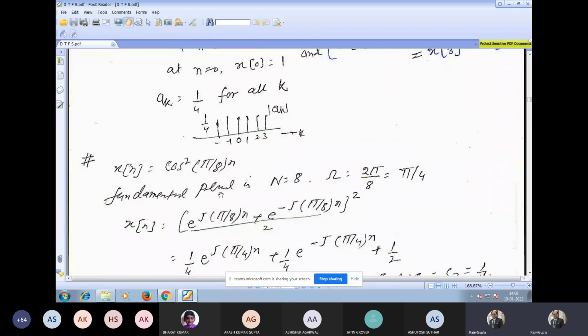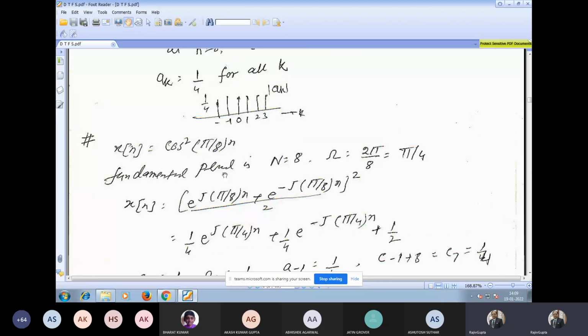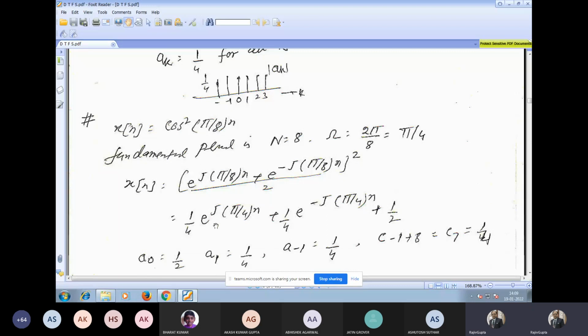Now we have another numerical: x of n is cos square pi by 8 n. So cos square pi by 8 n, you can put it like this: e to the power j pi by 8 n plus e to the power minus j pi by 8 n, divided by 2, and you can take the square of that. So you will have these expansions: 1 by 4 e to the power j pi by 4 n plus 1 by 4 e to the power minus j pi by 4 n plus 1 by 2.